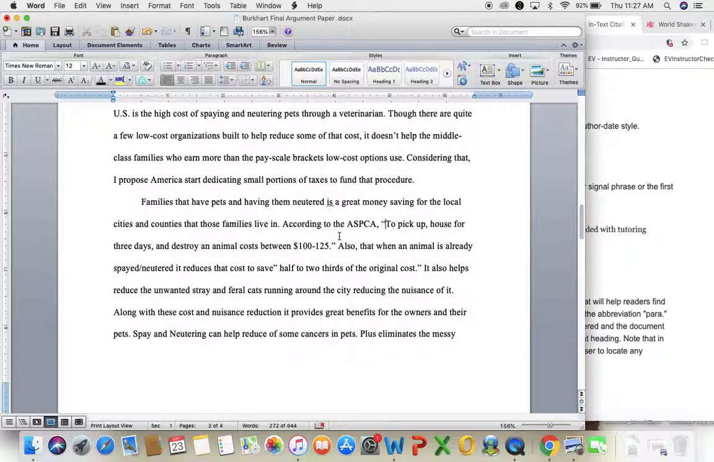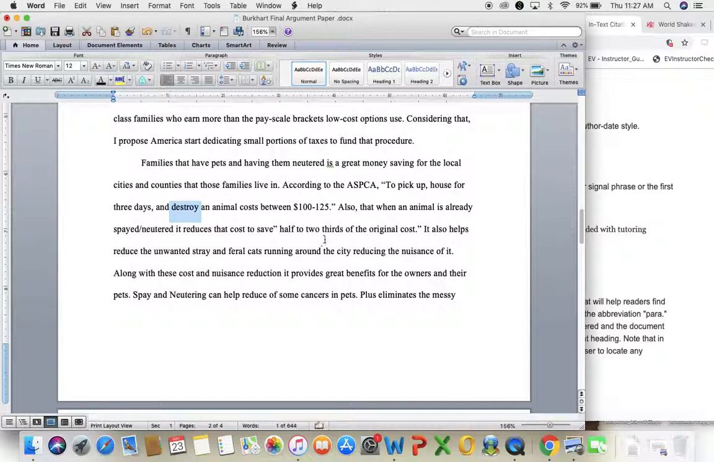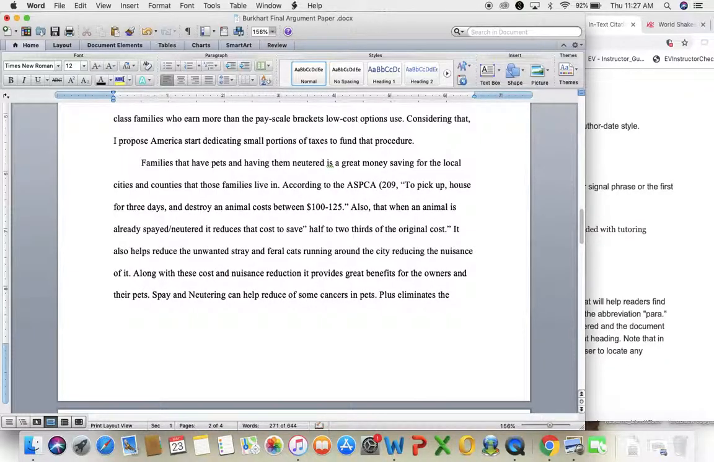To pick up a house for 3 days and destroy an animal costs between, is that the right word? That sounds horrible. I don't know if it's from that source. If it is from that source, you need the year there. Double check that quotation. I don't know if that's the right day or right word.